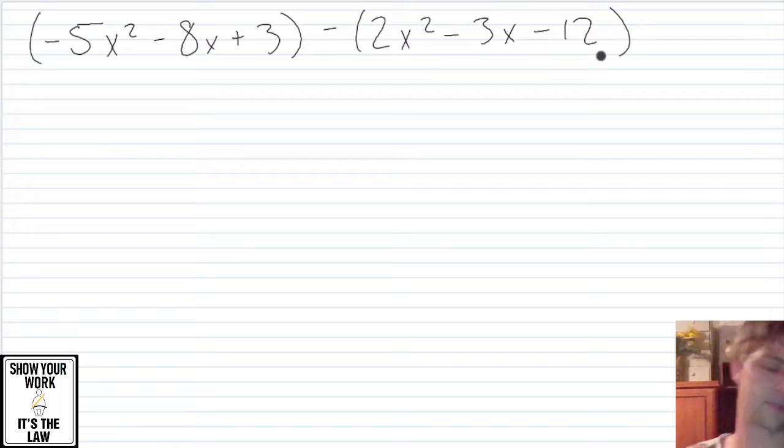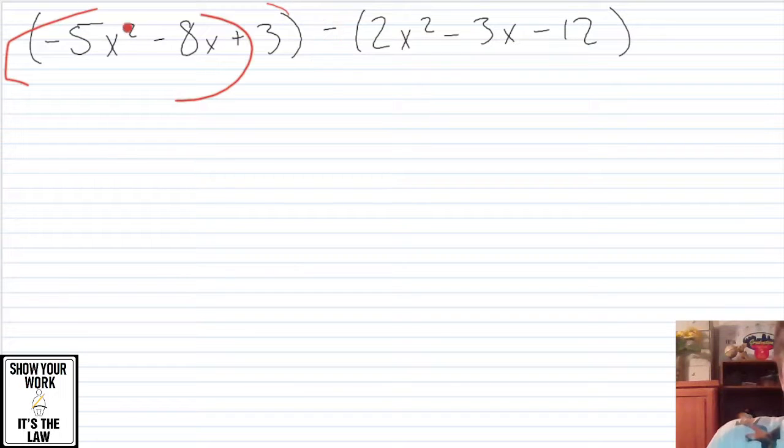Alright, here we have two polynomials trying to combine with each other through subtraction. There's one of them, there's the other. Let's do some observations.